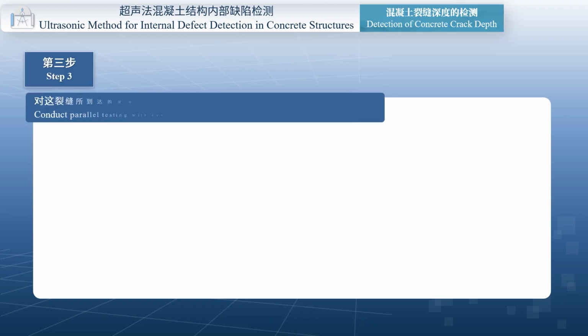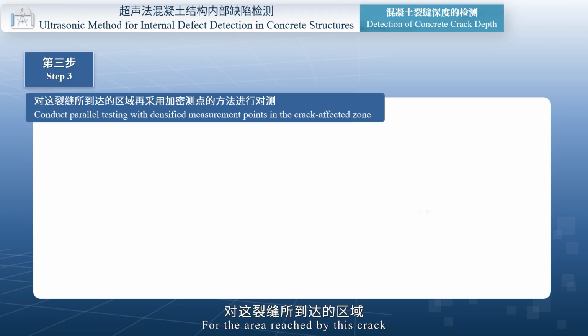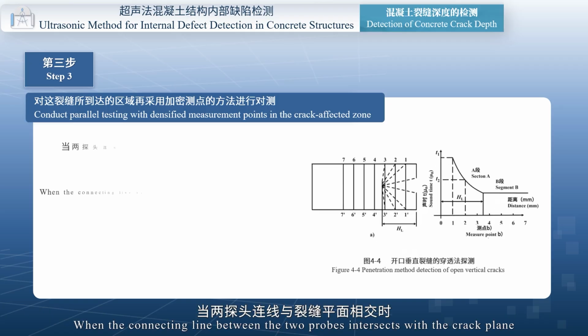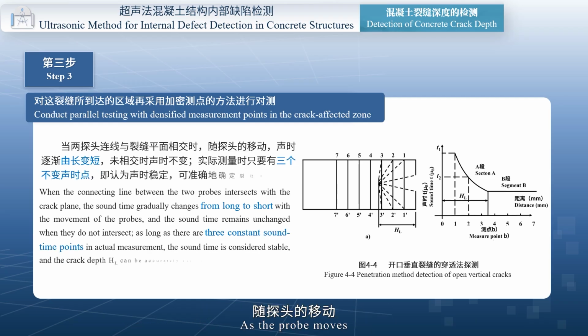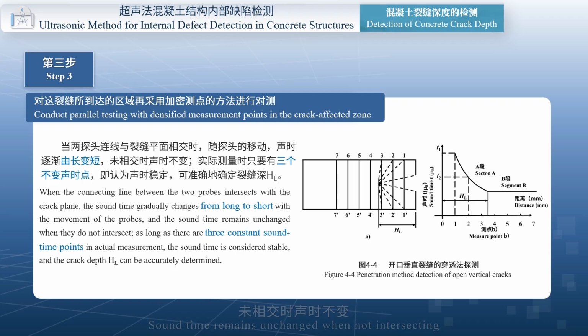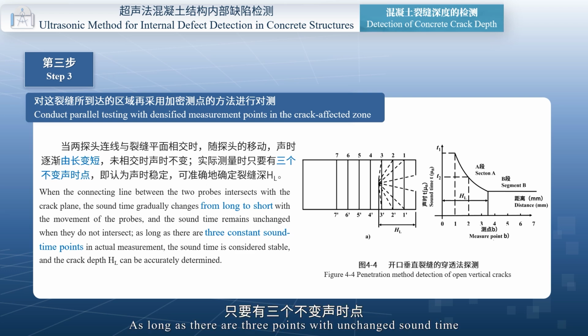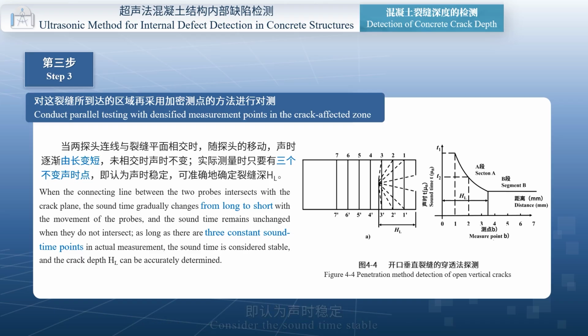Step 3. For the area reached by the crack, use the method of densifying measuring points to conduct parallel testing. When the connecting line between the two probes intersects with the crack plane, the sound time gradually shortens as the probe moves. The sound time remains unchanged when they do not intersect. During actual measurement, as long as there are 3 points with unchanged sound time, consider the sound time stable. The crack depth HL can then be accurately determined.